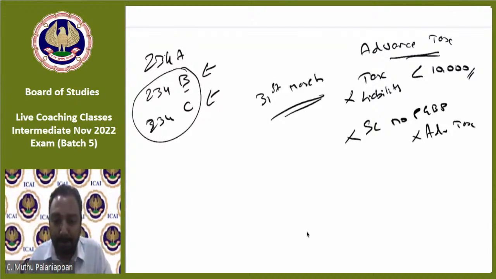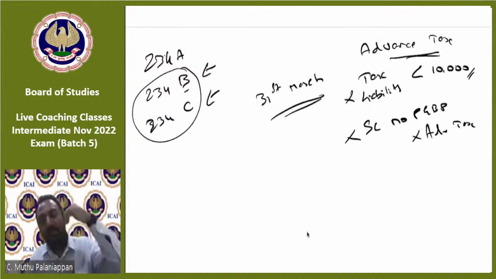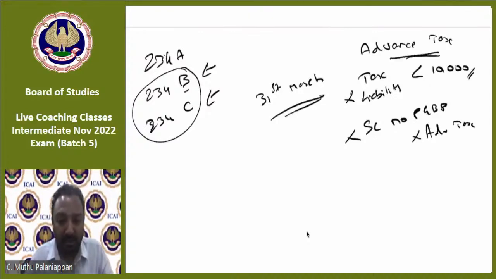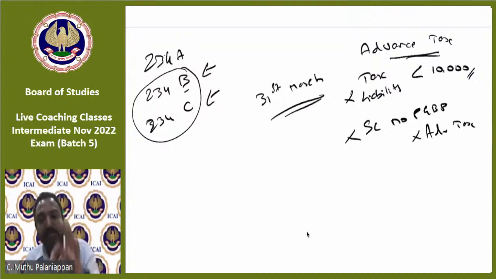Okay. And the basic exemption limit for a senior citizen is 3 lakhs. For a very senior citizen, aged 80 years and above, it is 5 lakhs. So the basic exemption limit for a senior citizen is 3 lakhs. For a very senior citizen only, it is 5 lakhs.